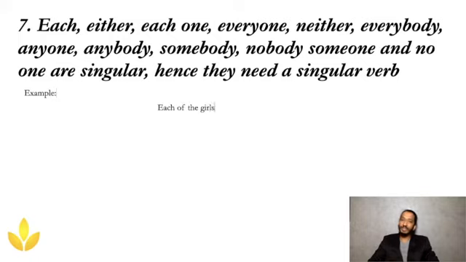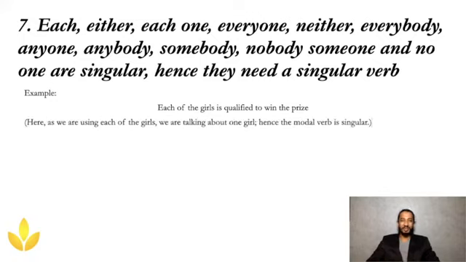Each of the girls is qualified to win the prize. So each is a word which is singular. So even if the girls is plural, the adjoining verb is singular: is qualified to win the prize. Just what I said. Here, as we are using each of the girls, we are talking about one girl. Hence, the verb is singular.